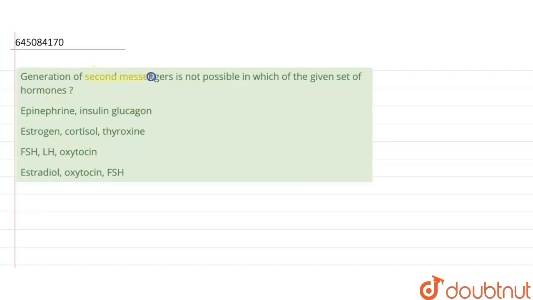Hello everyone, let's solve the question. Generation of second messengers is not possible in which of the given set of hormones.